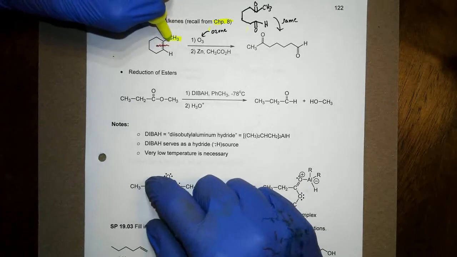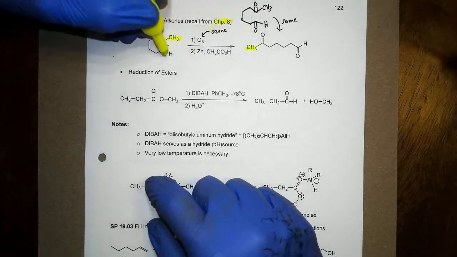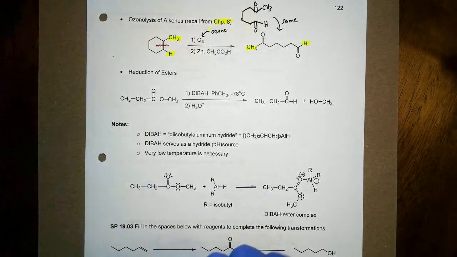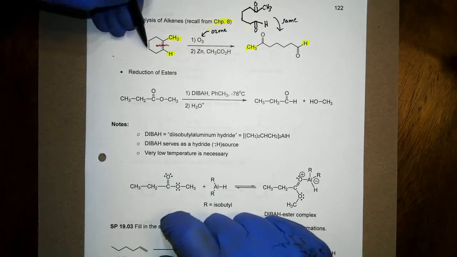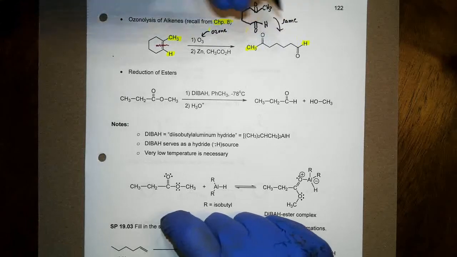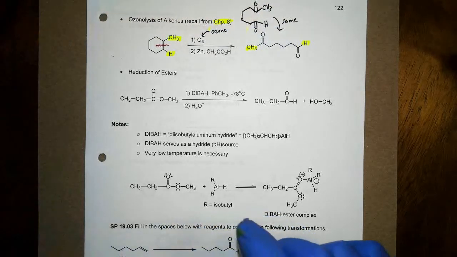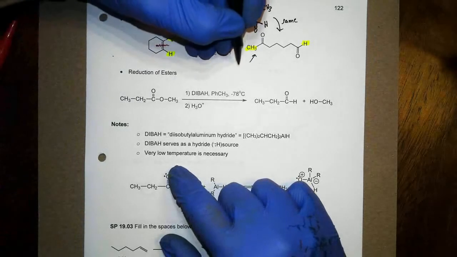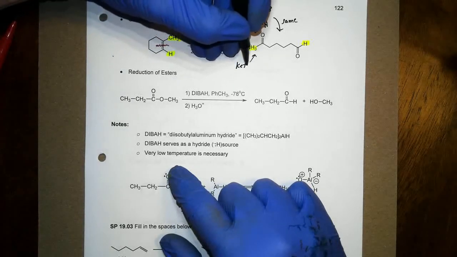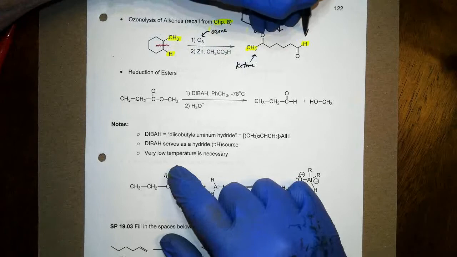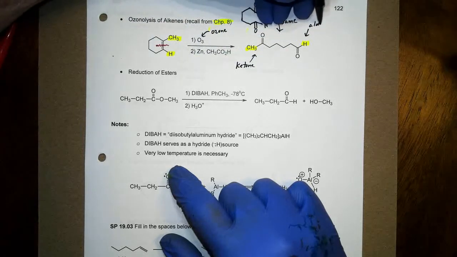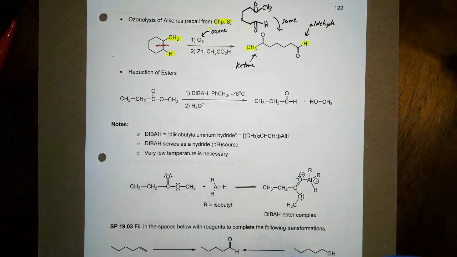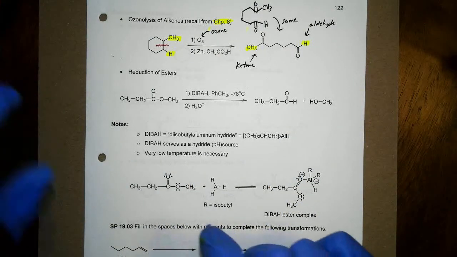This methyl group is still there. This hydrogen is still there. And you can count the number of methylenes in between: 1, 2, 3, 4. 1, 2, 3, 4. So ozonolysis in this case gave us what? On this end we have a ketone, and on this end we have an aldehyde. And that was owing to the uniqueness of the starting compound.